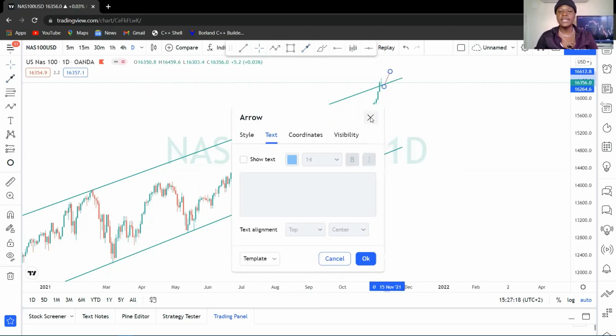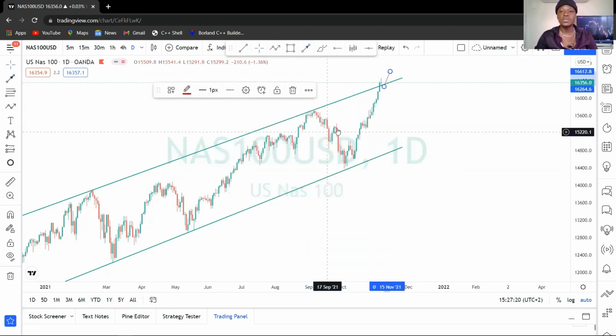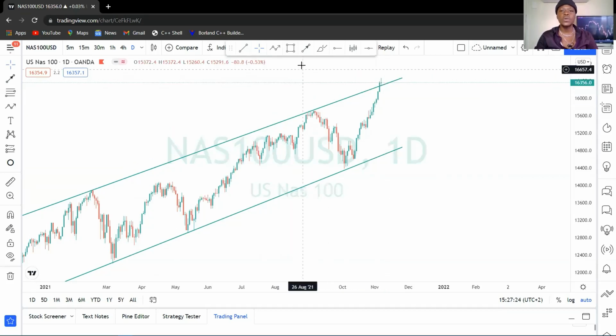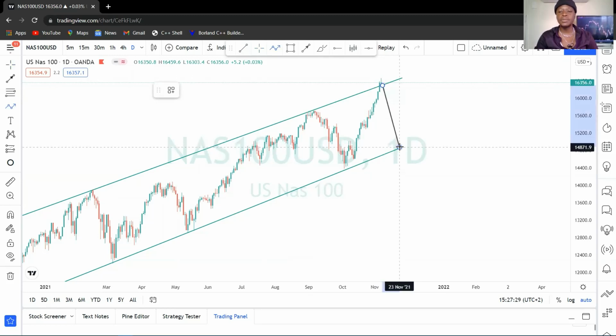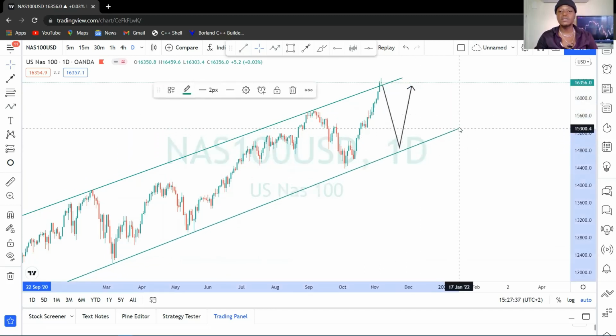Although something like that can happen, as you can see, whenever we come to the upside trend line, your resistance trend line, we sort of have a big push down, and then we sort of buy. So this is what I'm expecting on Nas100. I'm expecting it to come near the support trend line, and then I'm just waiting for it to buy.